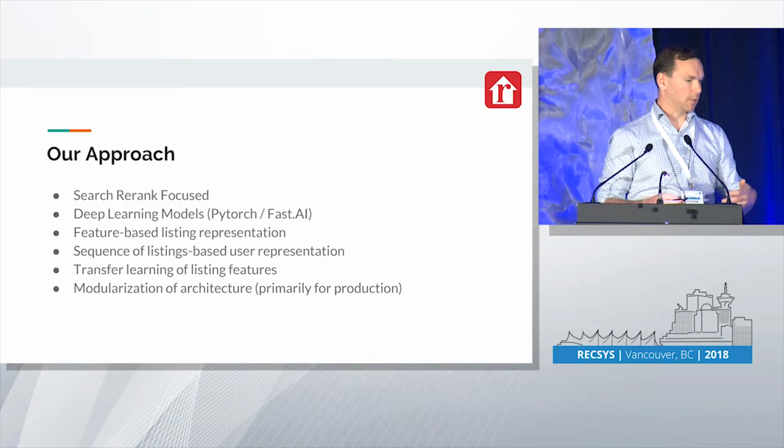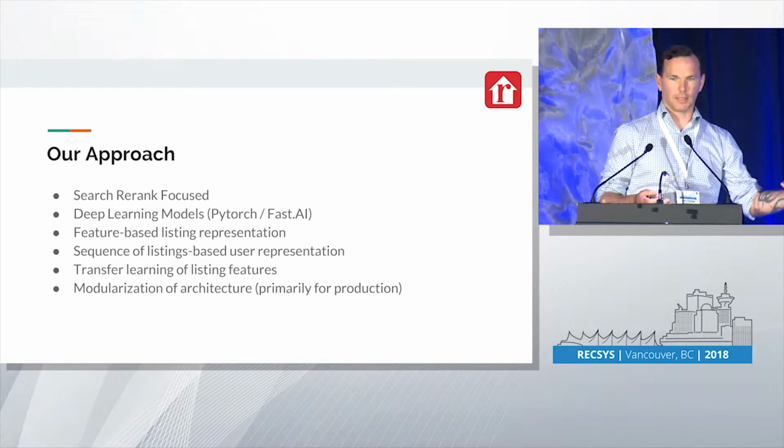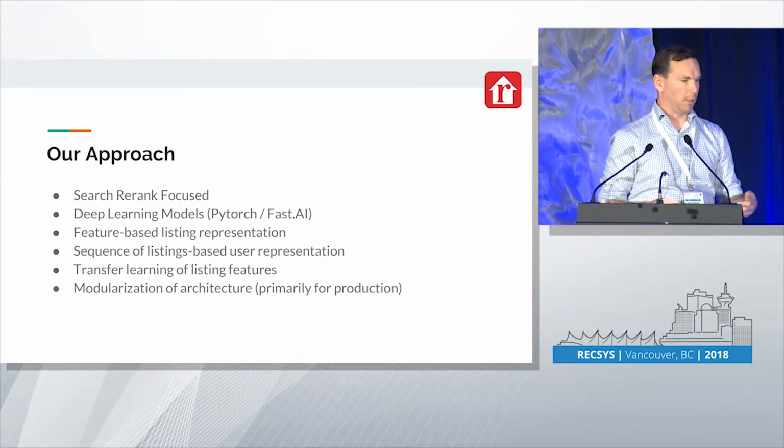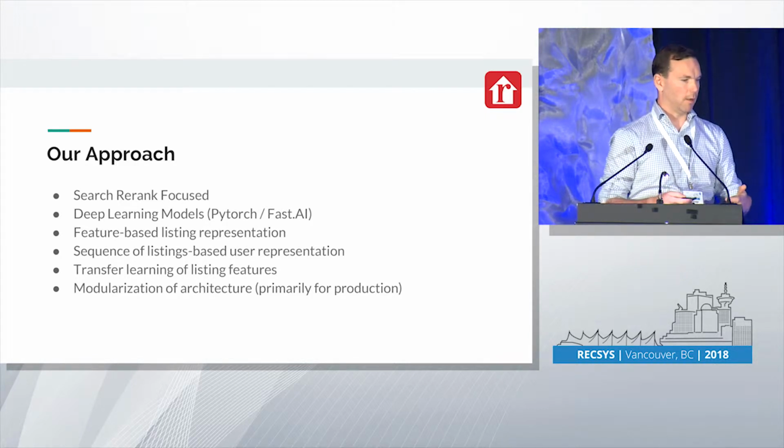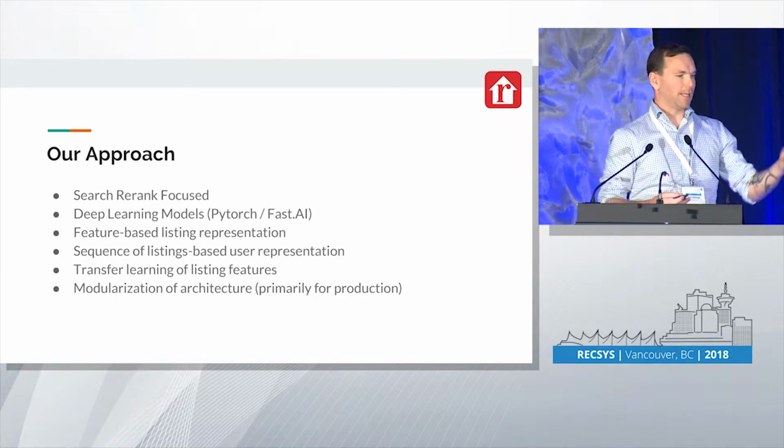Users are represented as that sequence of listings as they come in. So the interactions that a user's having with listings becomes the representation for that user. And there's a variety of ways that you can combine those, and I'll cover that very briefly. I'll talk a little bit about transfer learning of listing features as we go and how we modularize our architecture for production.